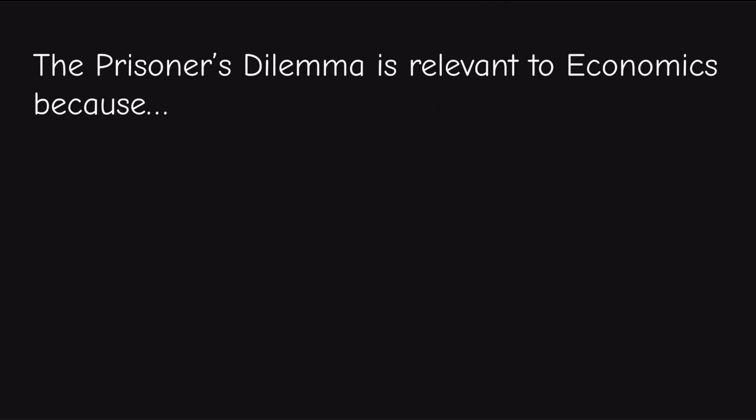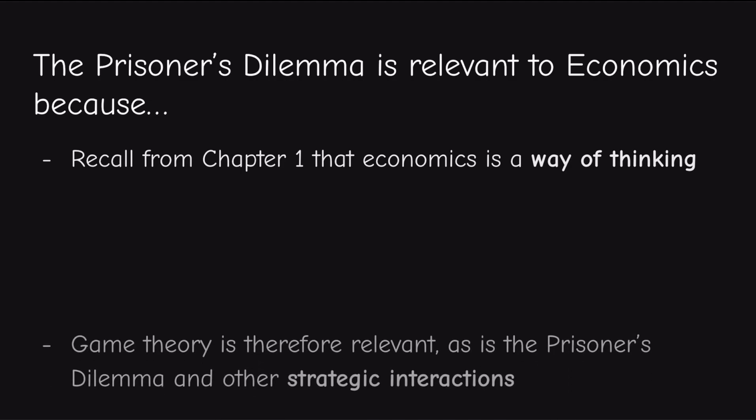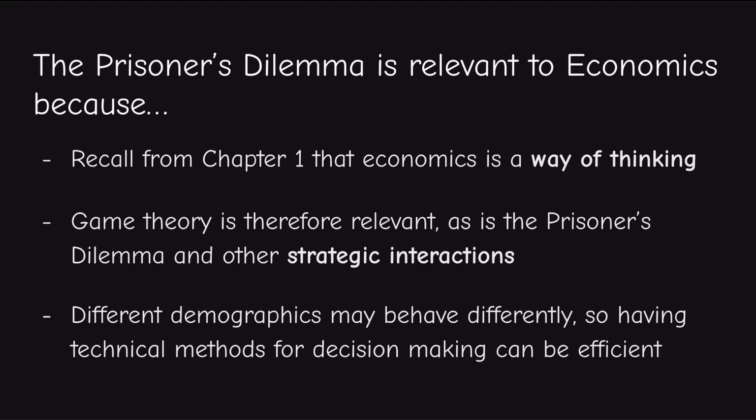So we solved an example, but what's this got to do with economics itself? Well, the prisoner's dilemma is relevant to economics because from chapter 1 we can recall that economics is a way of thinking. Therefore, game theory is relevant, as is the prisoner's dilemma and other strategic interactions. Different demographics may behave differently, so having technical methods for decision making can be efficient, especially in an economic context.